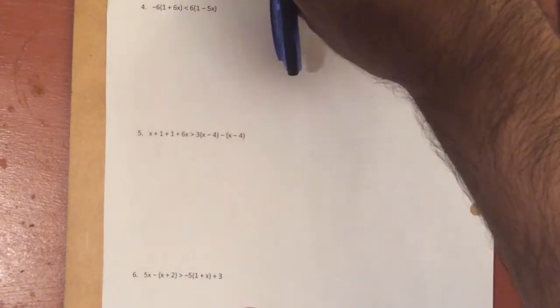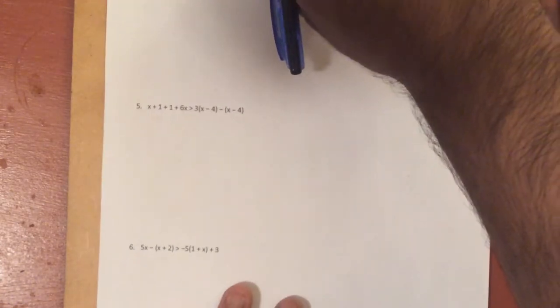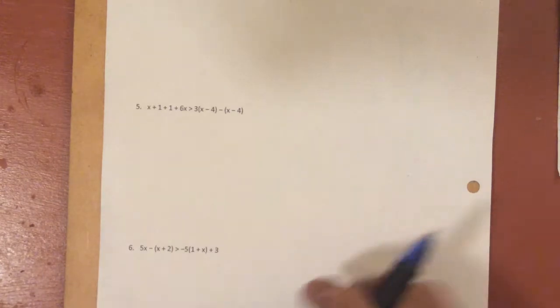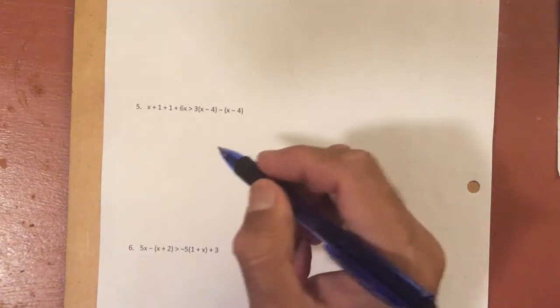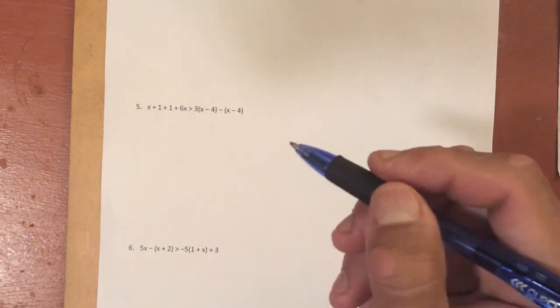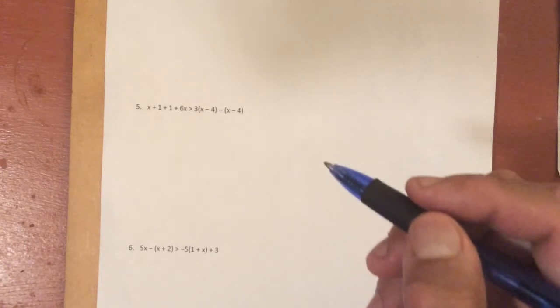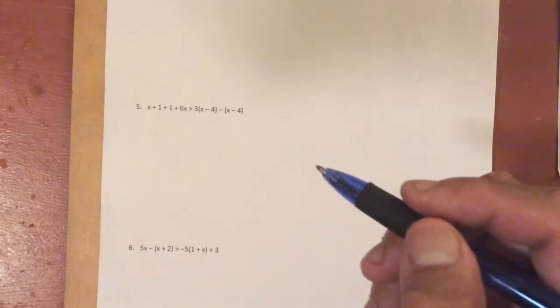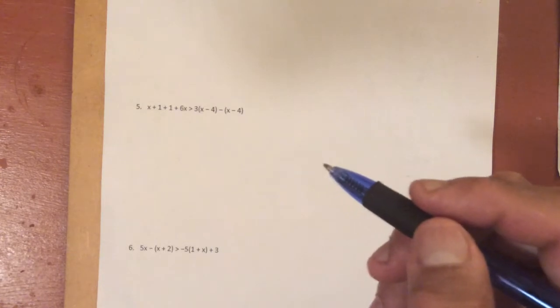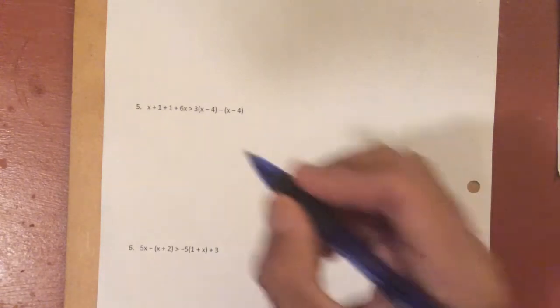And I would like to do number 5. Okay? So number 5 looks a little bit complicated, but really it's not. We just have to take it step by step. Now, first thing I want to do is get rid of the parentheses. And as you can tell, there's 2 sets of parentheses. So we'll start with the first one.